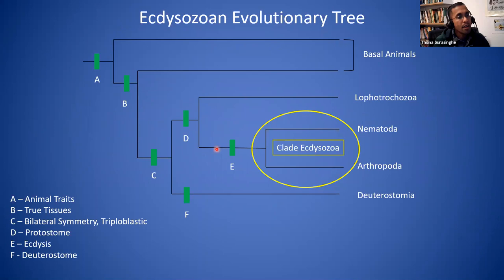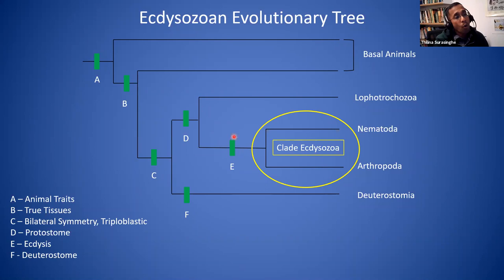That's actually the Ecdysozoan group, the yellow highlighted part. And then you can see in the phylogenetic tree where they come from. Ecdysozoans have two subgroups, nematodes and arthropods. Nematodes are largely parasitic worms. Arthropods include insects, those creepy crawly guys.